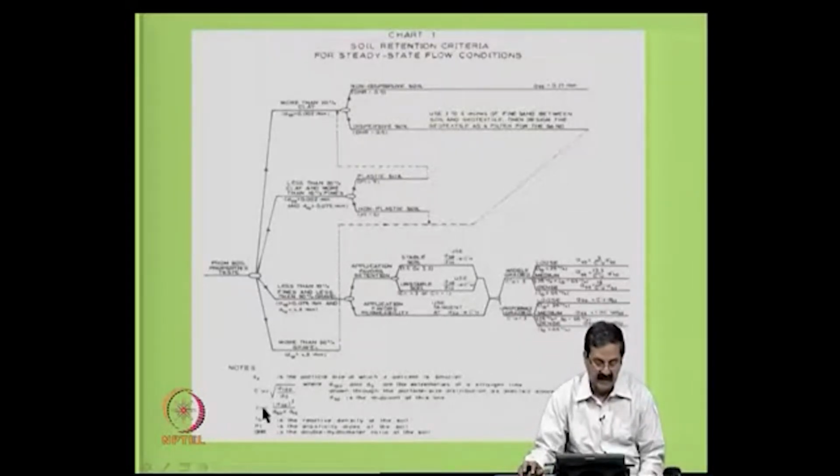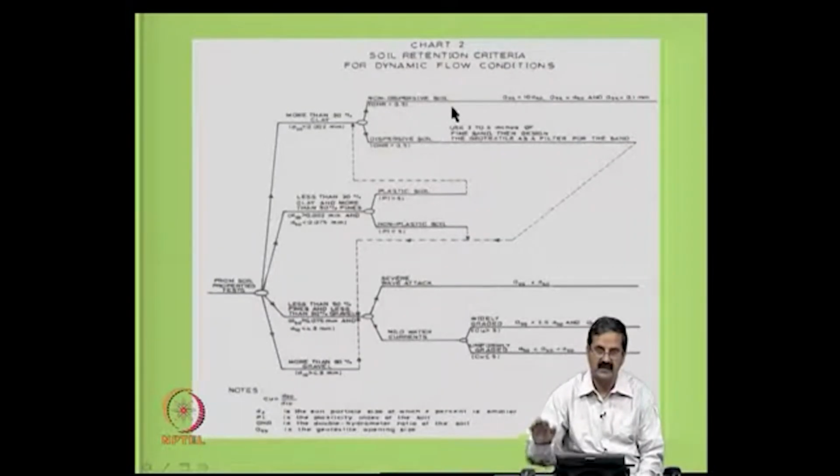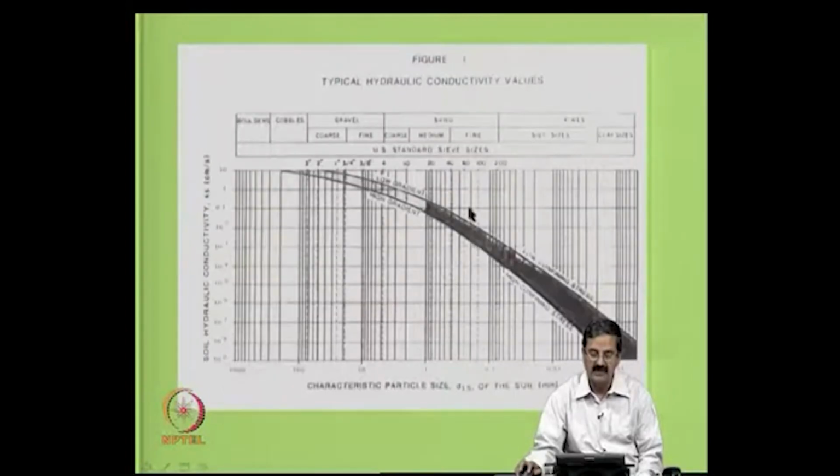And as I said, Cu dash could be obtained from the square root of D100 divided by D0. These are all some calculations. Cc, we know, is D30 whole square by D60 into D10. These are all some calculations. And if the flow is dynamic instead of static or steady state, there is some more criteria that he has given. So, this is again important, and there is a relationship that is given in terms of the hydraulic conductivity and its relationship with the characteristic size of the soil.